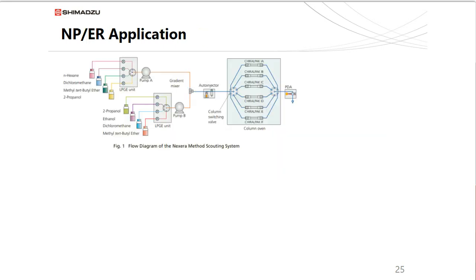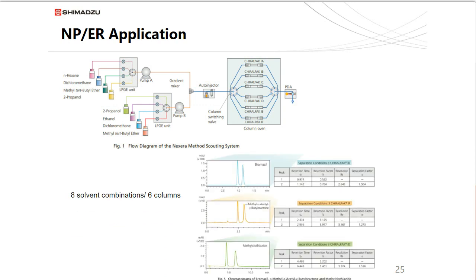So here's another example. In this case, we're using 8 different normal phase and extended range solvents in various combinations, running them through 6 different columns and generating different resolutions for 3 different compounds.